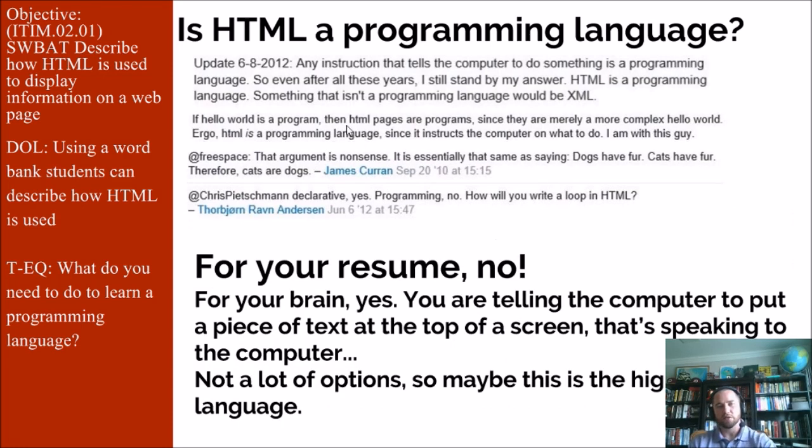Now, another person came back and said, any instruction that tells a computer to do something is a programming language. So even after all these years, I still stand by my answer. HTML is a programming language. Something that isn't a programming language would be XML.